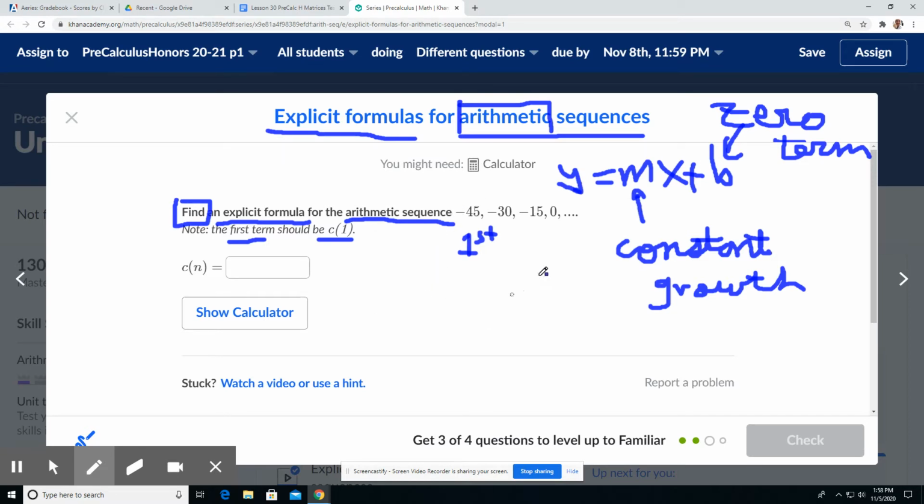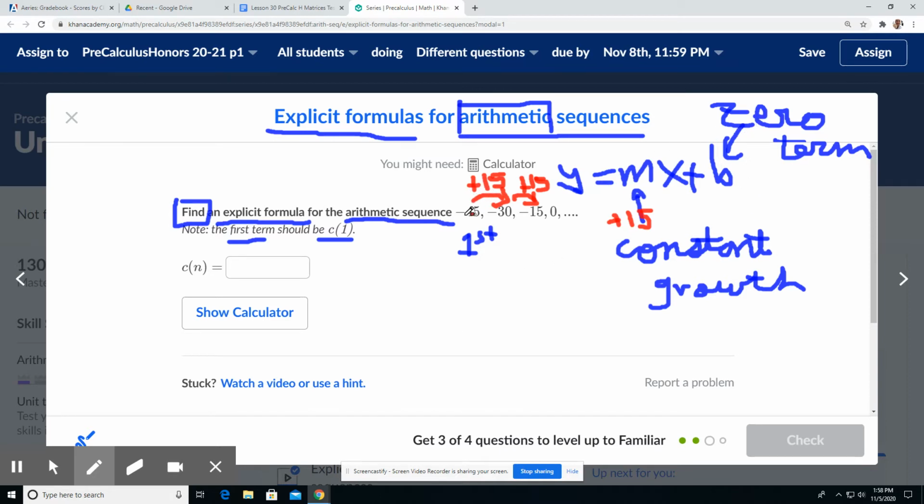All right, so what's our growth here? Let's take a look. Our growth is negative 45 to negative 30. Looks like they're adding 15. And then we just confirm, yes, it's another add 15. And it continues on in that same constant growth idea. All right, so now I know m is negative 15. Oh, positive 15. All these negatives threw me off a little bit. Positive 15, yep.